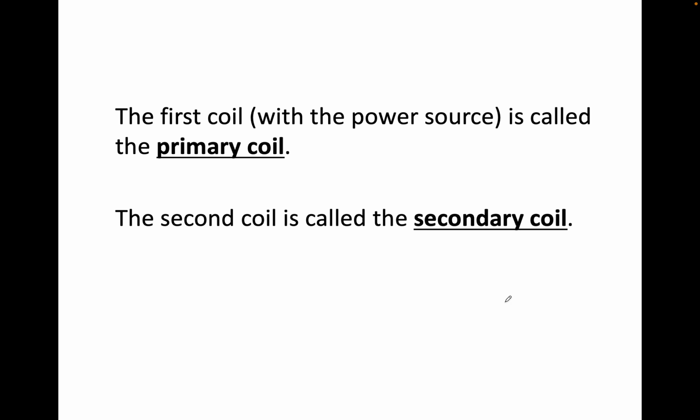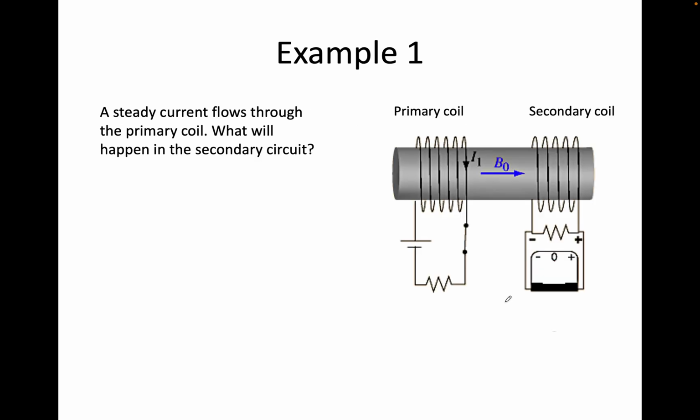We call the first coil the primary coil. The second coil will be called the secondary coil. And this is the formation of a transformer, which we'll get to.